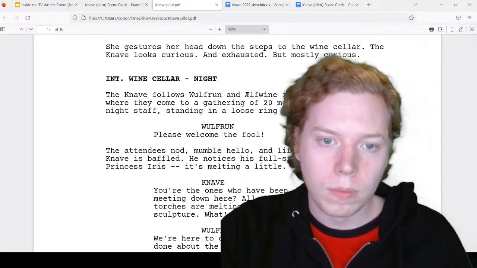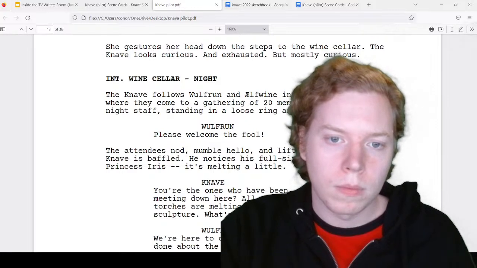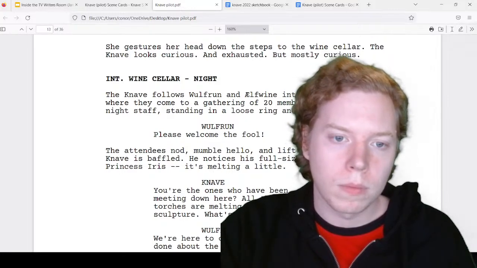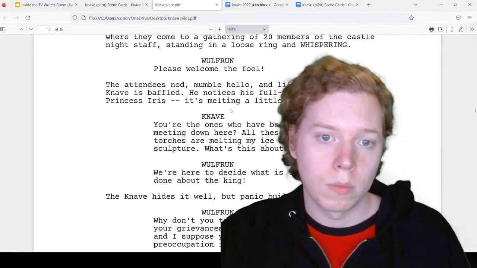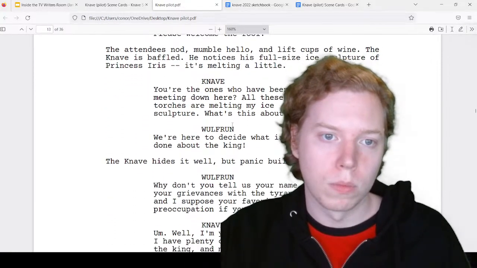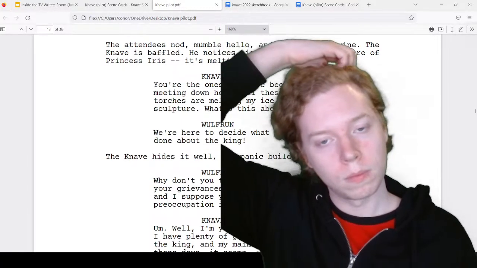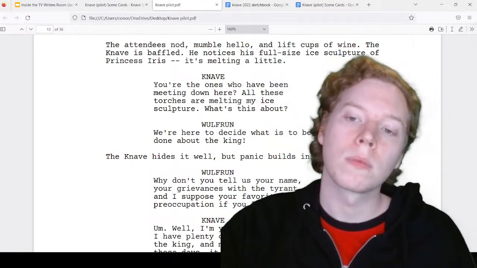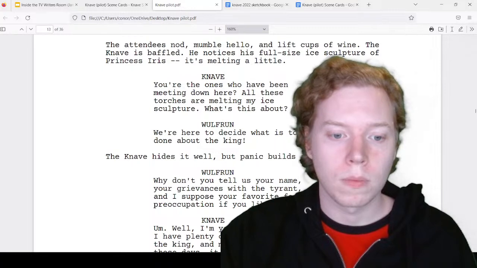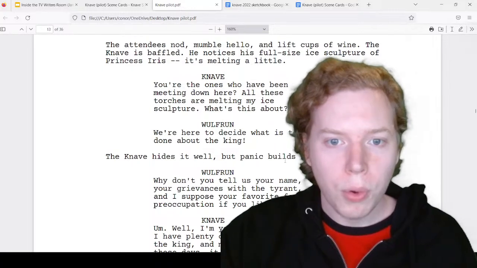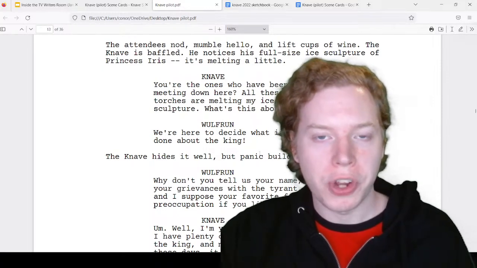Interior wine cellar, night. The knave follows Wolfrun and Alfwine into the wine cellars, where they come to a gathering of 20 members of the castle night staff, standing in a loose ring and whispering. Please welcome the fool. The attendees nod, mumble hello, and lift cups of wine. The knave is baffled. He notices a full-size ice sculpture of Princess Iris. It's melting a little. You're the ones who have been meeting down here. All these torches are melting my ice sculpture. What's this about?